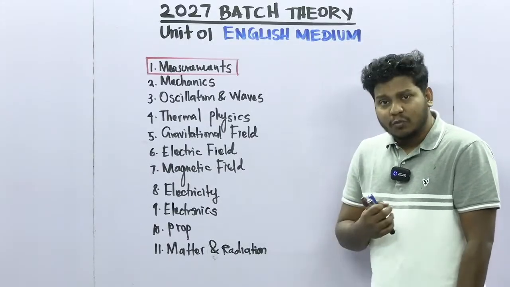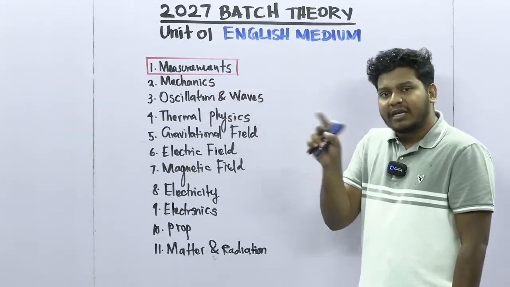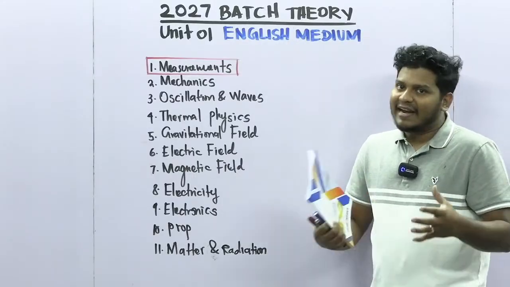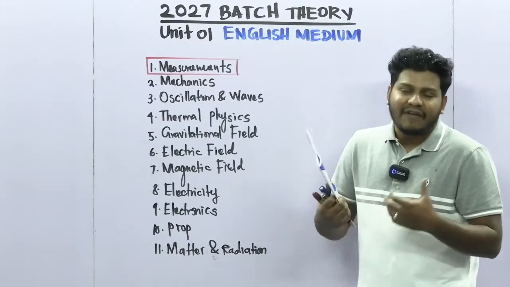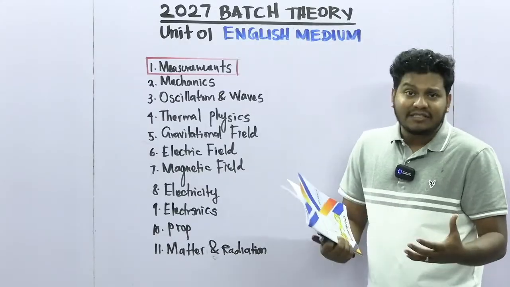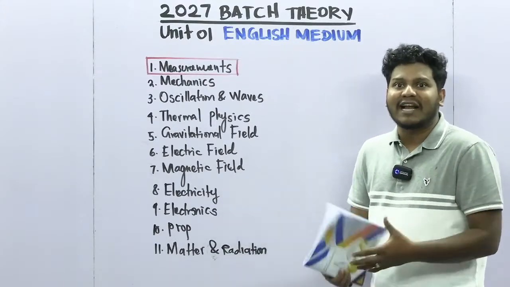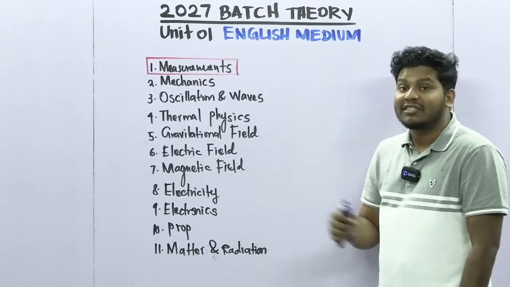After that, we will move to light. We can divide this oscillation and waves part into two: one is sound and one is light. In the light part, we will study the prism and reflection, lenses, and optical instruments in oscillations and waves.